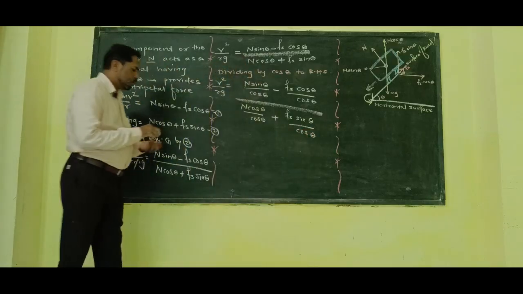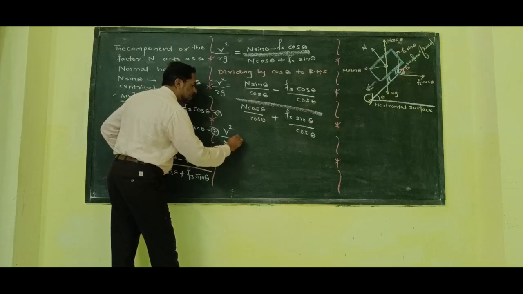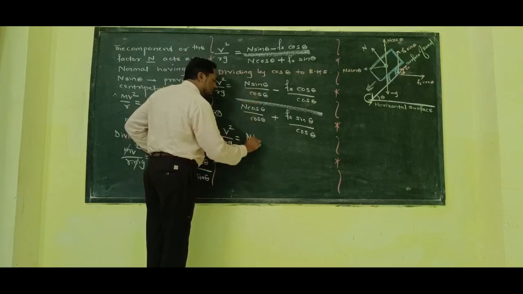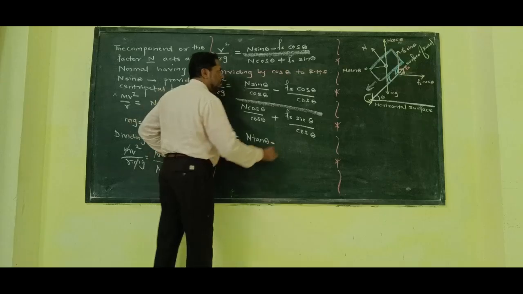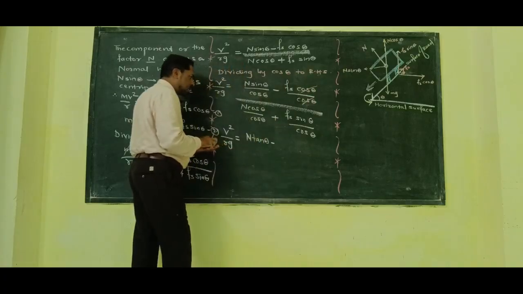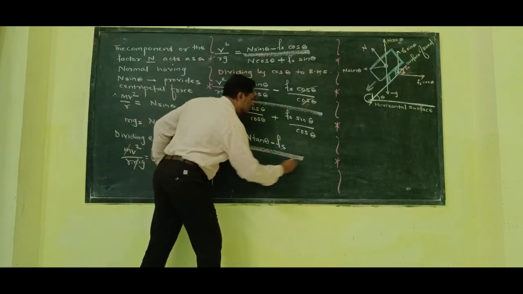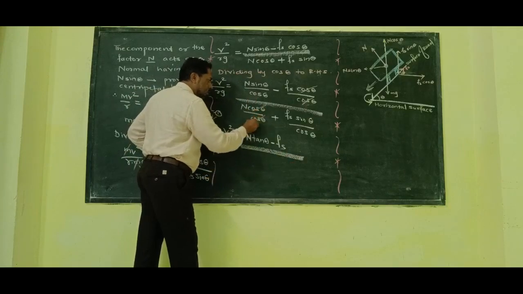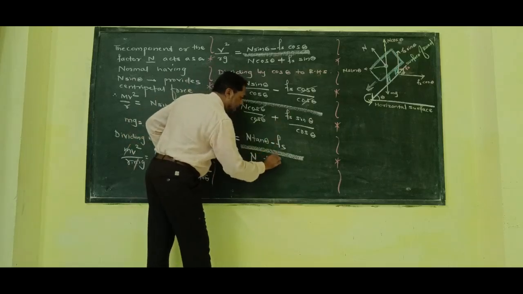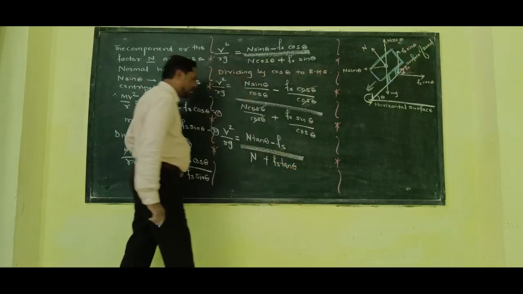So watch it carefully. What we can do here: v square by rg as it is, N factor as it is. We are well familiar that sin theta by cos theta is nothing but tan theta. Minus, here the cos theta factor gets cancelled, so what remains is only Fs. In the denominator, cos theta also gets cancelled, so what remains is N plus Fs tan theta.